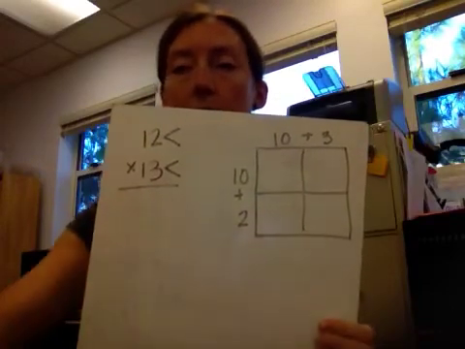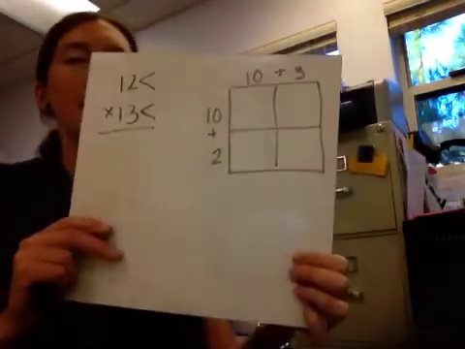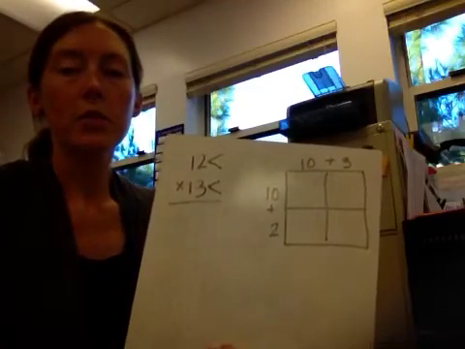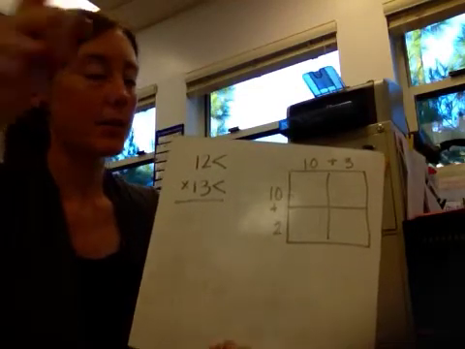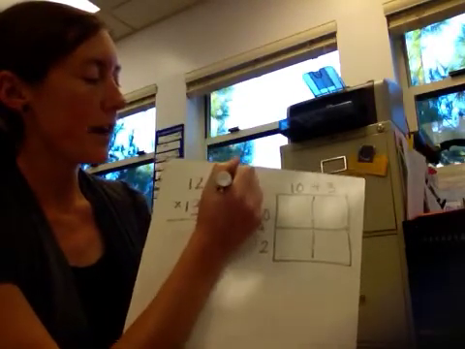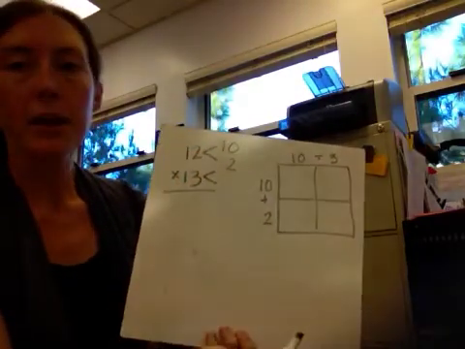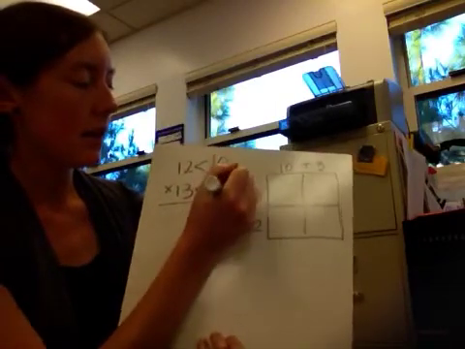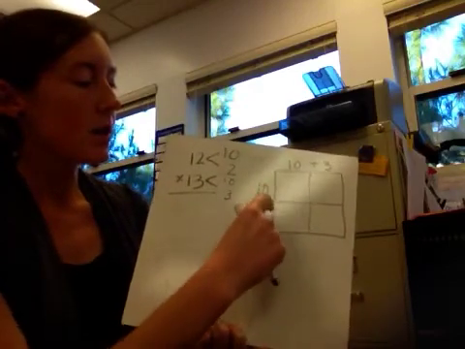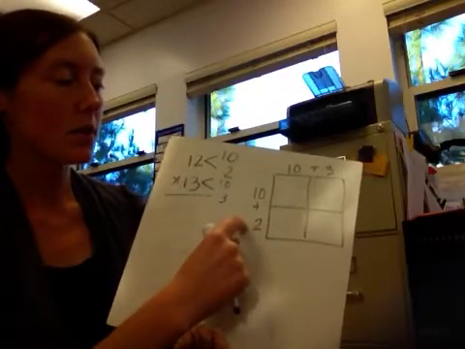That is the same problem that is written on your worksheet, and what we're going to do first is break apart the 12. 12 we could also write down as 10 plus 2 because it is easy to multiply with multiples of 10. And 13 we can break down into 10 and 3. And when we do that, we write those numbers next to the boxes on the side. So we have 10 plus 3, 10 plus 2.